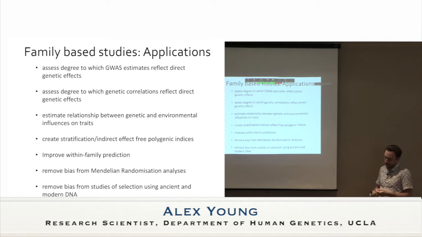And these kind of polygenic indices and related methods could be useful for improving prediction within families and also prediction models that take into account genotypes of parents and offspring and family history and things like that. Taking into account this sort of family-based model would be useful. It can help remove bias from Mendelian randomization analyses. I think Dan's going to talk about that later today. And then also studies of selection and other things that are to do with differences between subpopulations.